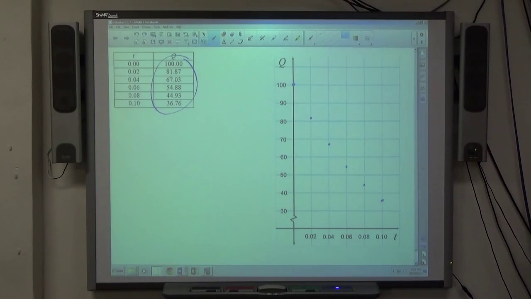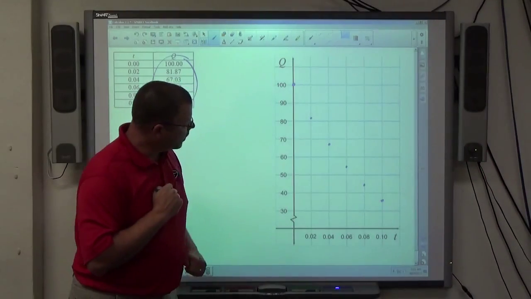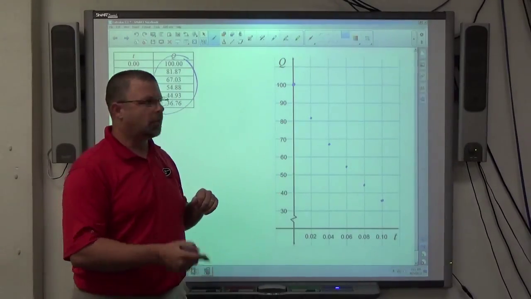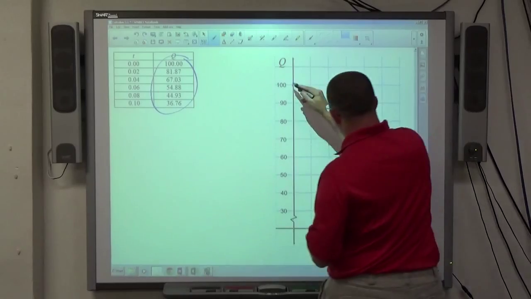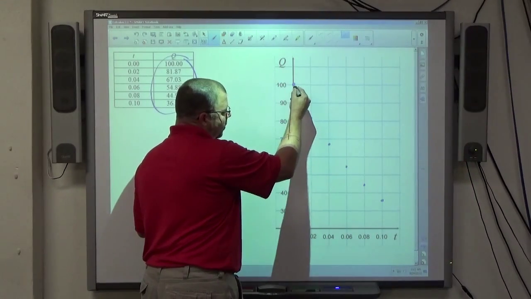I look at that and it looks like it has a little shape to it. It goes down and starts curving a little bit at the end. So I'm just going to make the graph itself fit that. Kind of challenging, but I'll do my best.